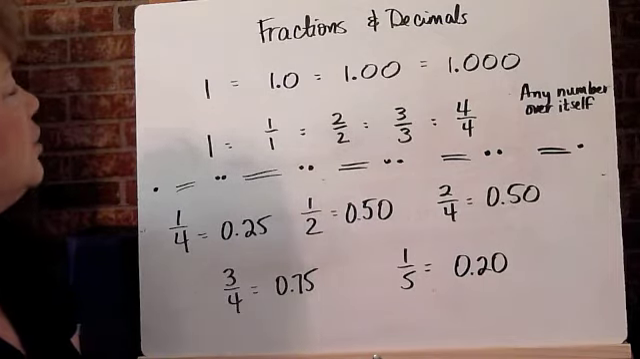And one that's not quite as common but would be good for you to get in your brain solid is 1/5 of a dollar is 20 cents. If I have 20 nickels, I have a dollar. So those are just some basic facts, and these you really need to start memorizing and know in your brain if you don't already.